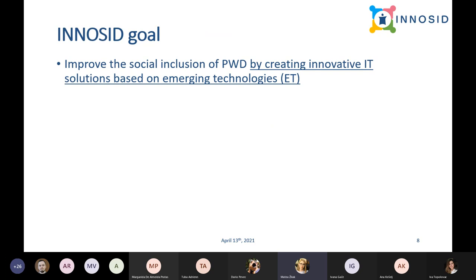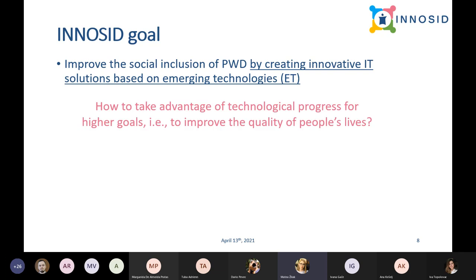The underlying part is actually a method of how INNOSID wants to reach this goal. And it actually wants to answer this question: how to take advantage of technological progress, that means all the emerging technologies, for higher goals, that is to improve the quality of people's lives. By improving the quality of life of people with disabilities, they are not the only ones that are positively affected by this, but also their families, peers, caretakers, and actually society as a whole.